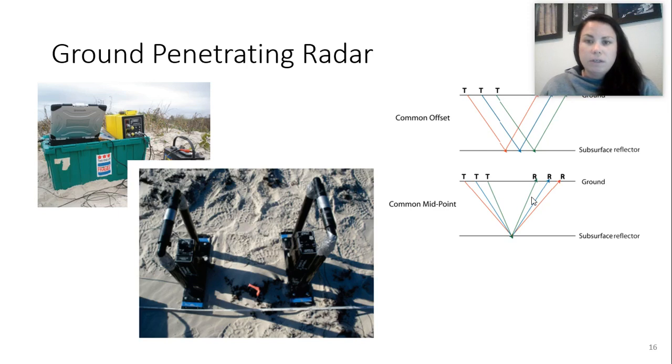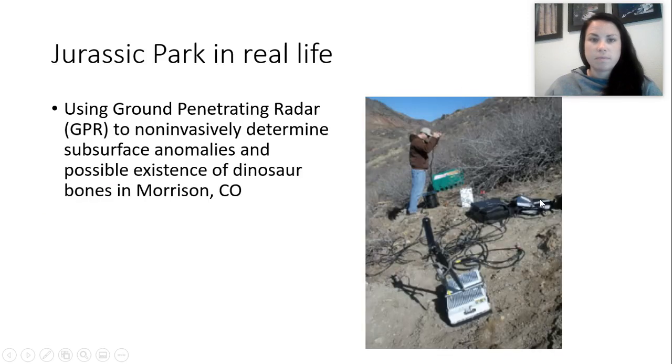Again, we have a source and a receiver pair, and as it emits electromagnetic waves, it bounces off a subsurface reflector. This would be something like a change in dielectric properties, like a fluid contact, for example. And we measure the time it takes for those waves to reach the receiver from the source. And one of the projects I did as an undergrad was looking for dinosaur bones in the subsurface using GPR.